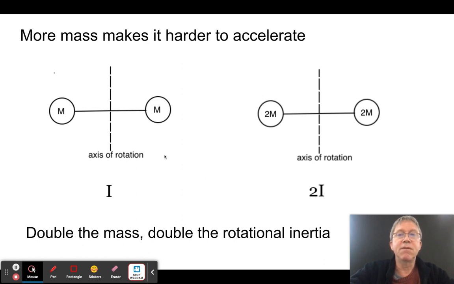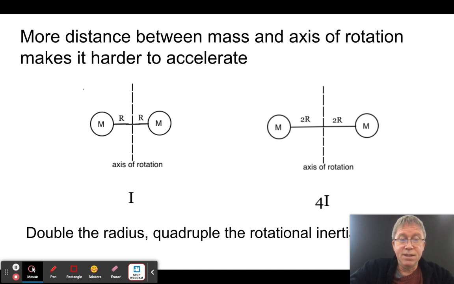So let's take a look at this here. Let's say here's my axis of rotation. I have two masses that are both a distance r away. Here the value is just going to be I. Now if I double the masses, the mass of the system is doubled, but the distance between the mass and the axis of rotation hasn't changed. So I find that the I value has now gone up by a factor of two. In other words, I is directly proportional to the mass of the system. We went from 2m to 4m.